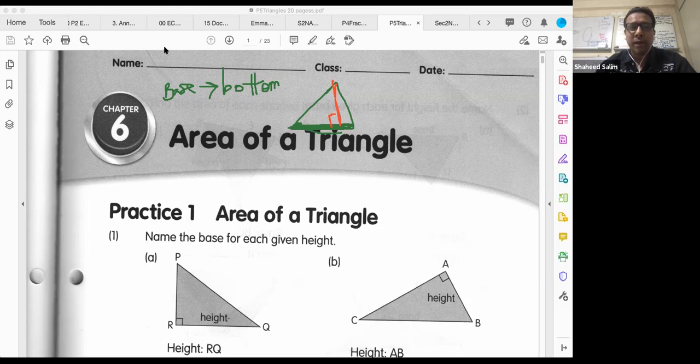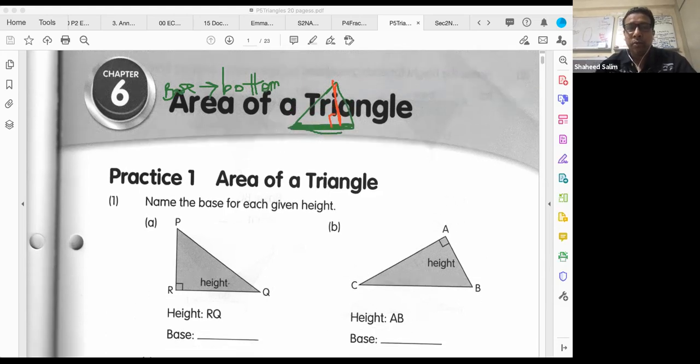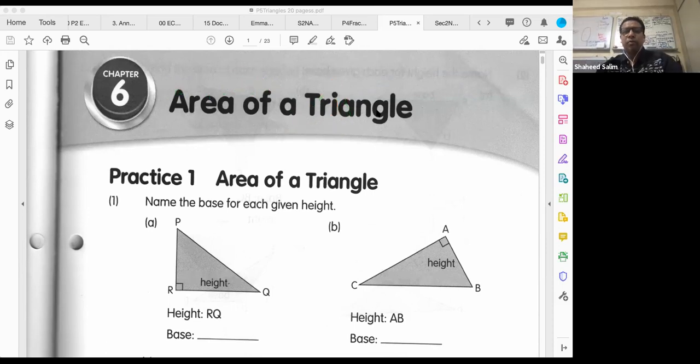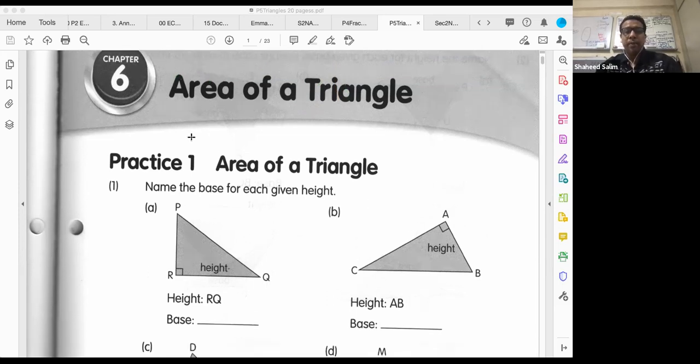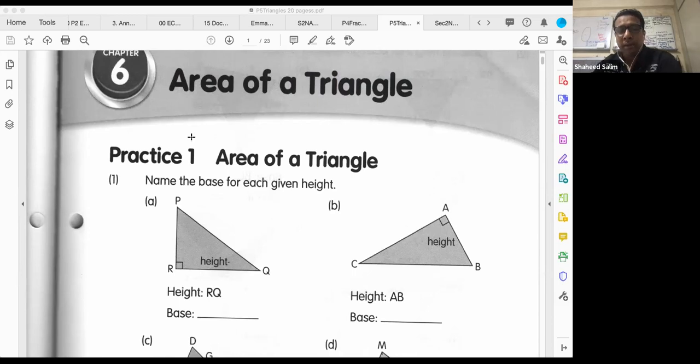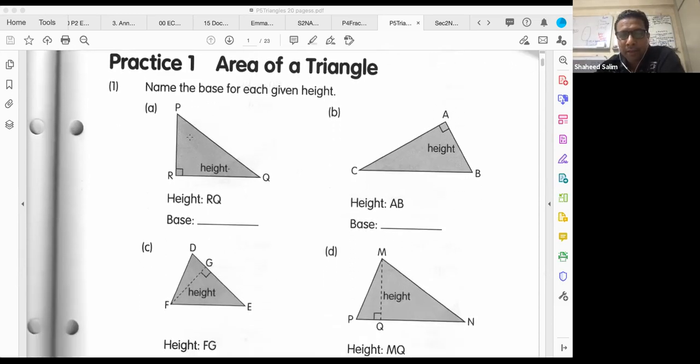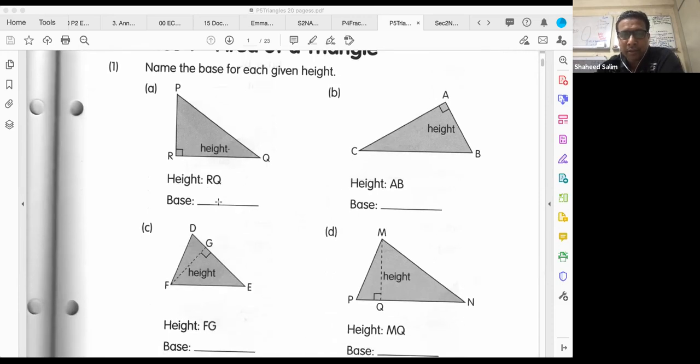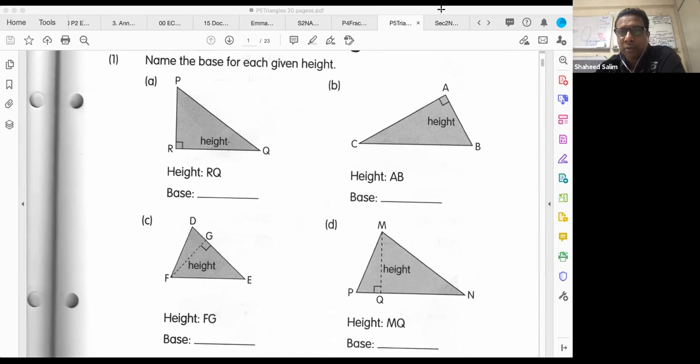Can we try now? Can you try for question number 1, A and B? Can you name your type and key in? What is the base? So you can see here. You key in your answer, okay?